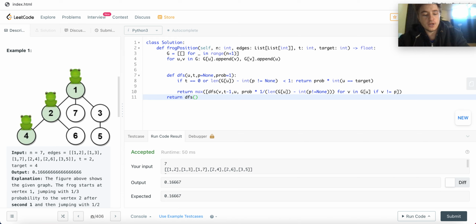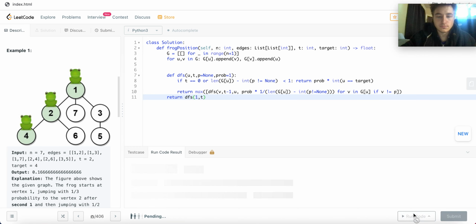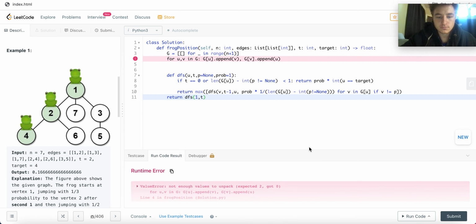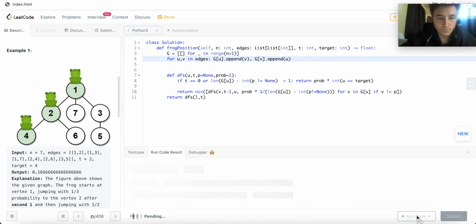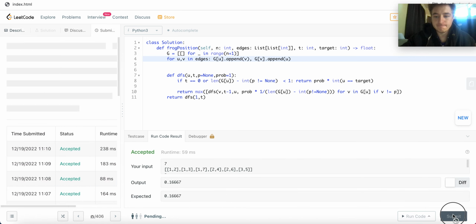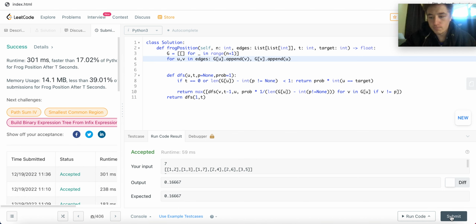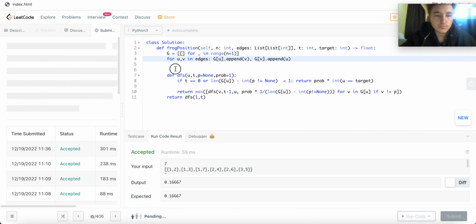We'll start, the frog starts at node 1 with time t, and then these things will be defaulted to none. I have no parent, and the probability that I start at node 1 is 100%. Not enough values. Okay, why did I do that? So we're looking at each edge and edges. All right, let's submit that. And let's pray. Definitely could be a mistake here. All right, cool. There we go. So that's a pretty short solution, all things considered.